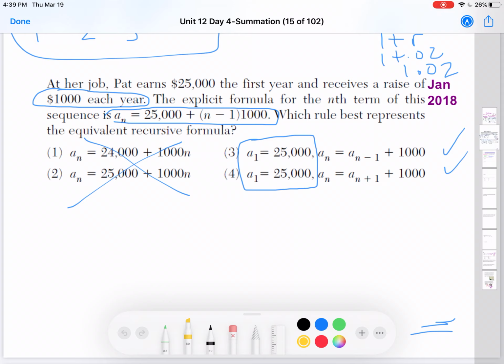So let's say this starting right here. The next term is the one before it plus 1,000. That seems to be the one that's right. Why is this one not right? Well, if you made a number line, here's my n, and here's my n plus 1. So with this one, I'm saying that each term is the next term plus 1,000. That's not recursive. Recursive is always referring backwards. So choice 3 is it.